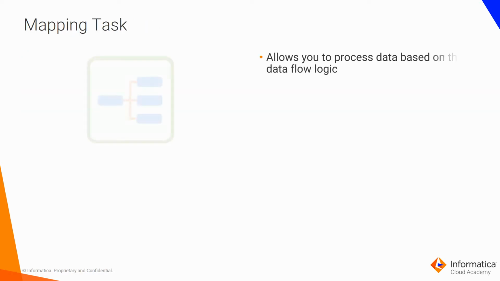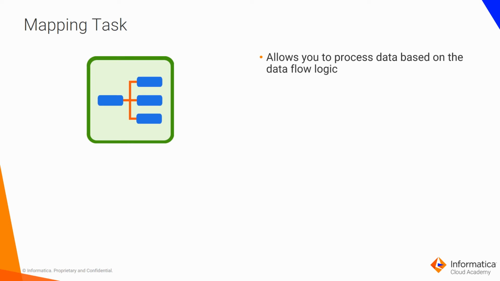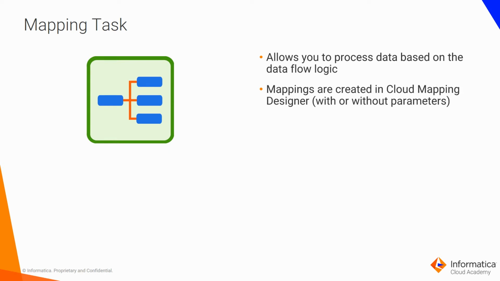The mapping task allows you to process data based on the data flow logic defined in a mapping. When you create a mapping task, you select the mapping for the task to use. Mappings are created in the Cloud Mapping Designer within Informatica Cloud. When you create a mapping task, you also define parameters associated with the mapping. A mapping can also include parameters, but they are not required.